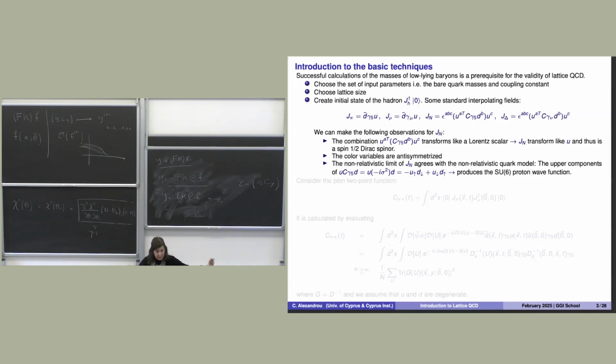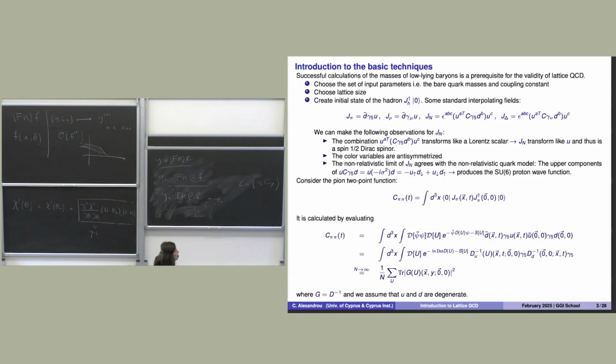So that's the basic ingredient. You can do the exercise. You can expand this in the non-relativistic limit and really persuade yourself that this is what you will get, which is the proton wave function in the non-relativistic case. So that's what we use. We use the dominant things, having valence quarks.